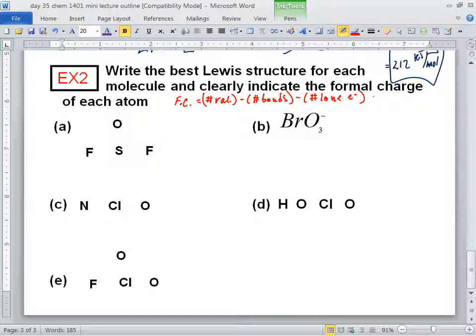Does it have the right number? How many valence are you supposed to have? 26. Does it have 26? No. Still needs more. So make sure you have the right number of valence. And then calculate formal charge for everything and show your formal charge on everything.